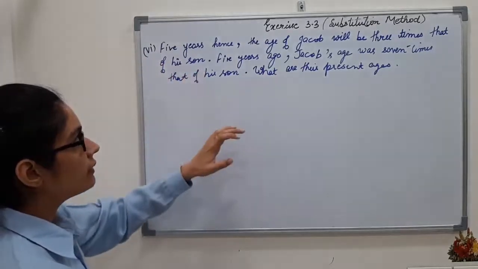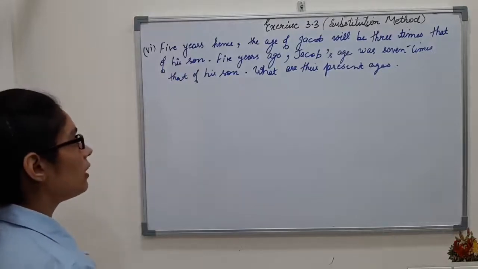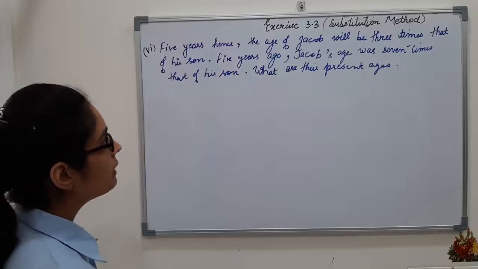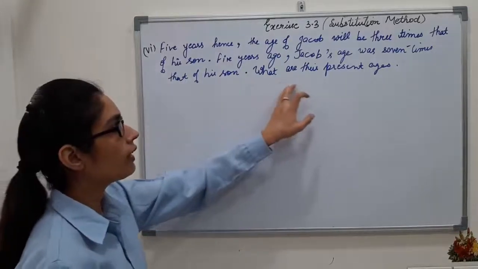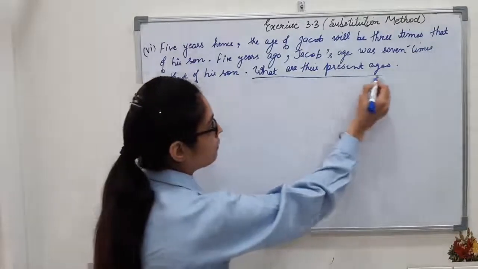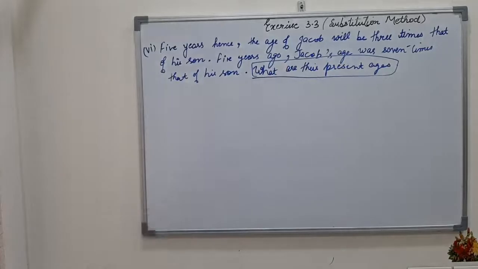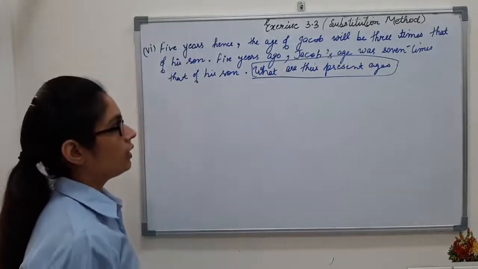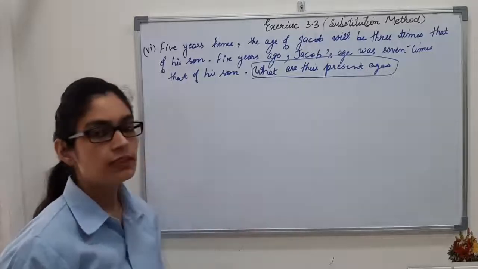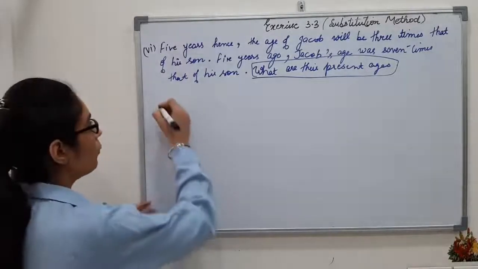5 years hence, the age of Jacob will be 3 times that of his son. 5 years ago, Jacob's age will be 7 times that of his son. What are their present ages? See, in this type of sums, the main thing you have to focus on is which thing we have to find, because this tells you what thing you have to assume. The thing you have to find is their present ages. So what do you have to assume?